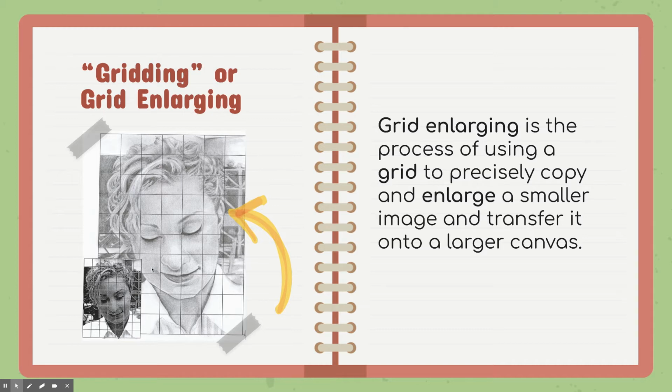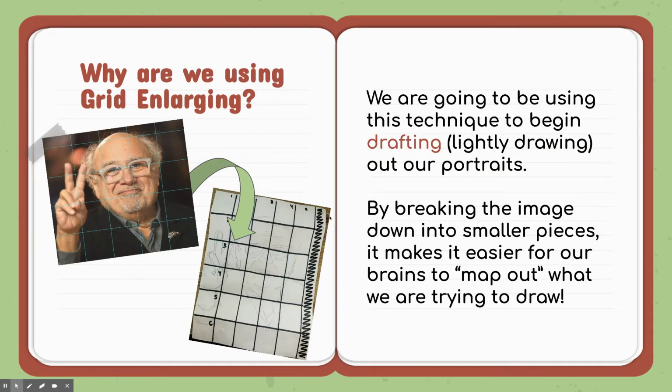So if you notice here on the left-hand side, this would be the gridded out photo. And then you can see the drawing. It is gridded out or grid enlarged, where the artist has copied the photo onto a piece of paper and drawn it in pencil. So we're doing this.